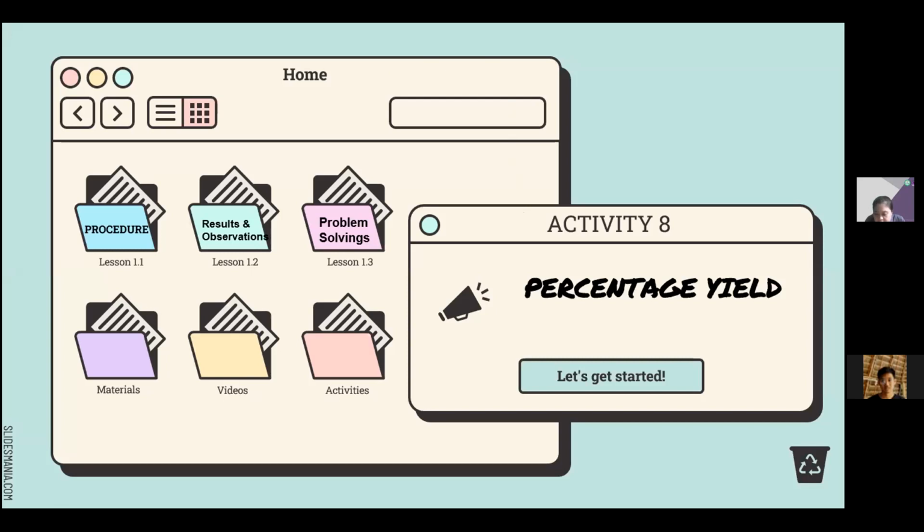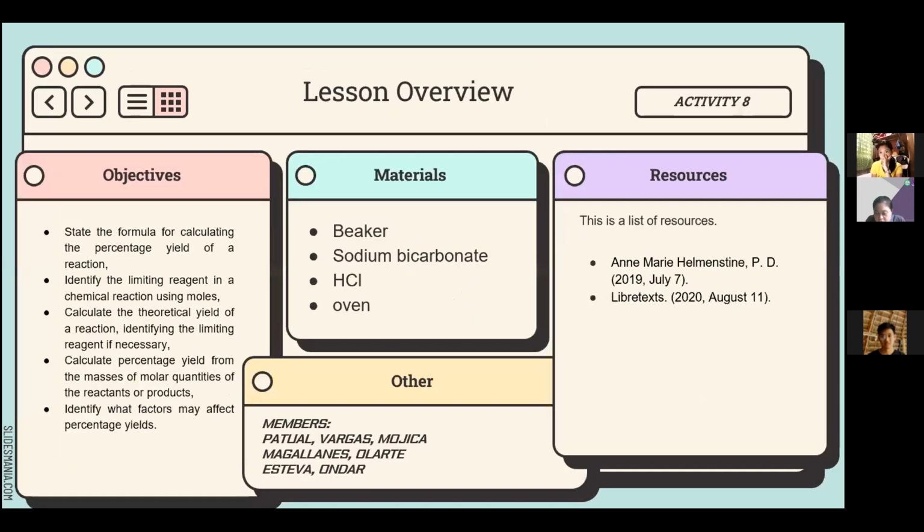So good morning everyone. This is group 4. We are going to report the Activity 8 that we've conducted nung nag-face-to-face tayo. So for our objectives, I will be giving the virtual floor to Miss Olarte.